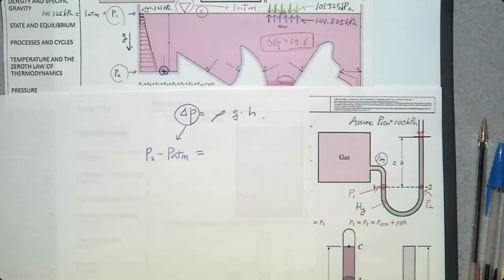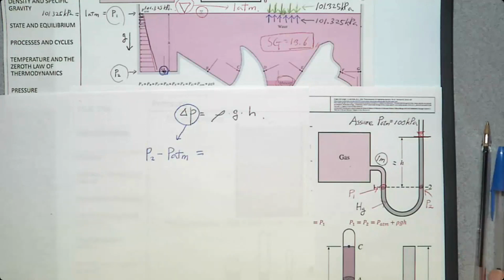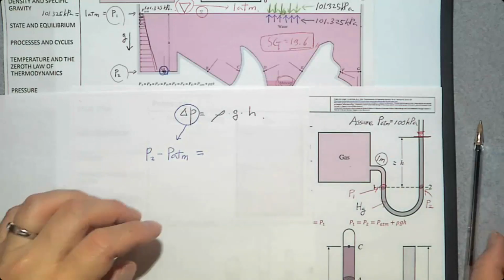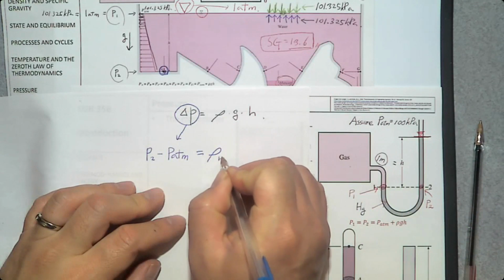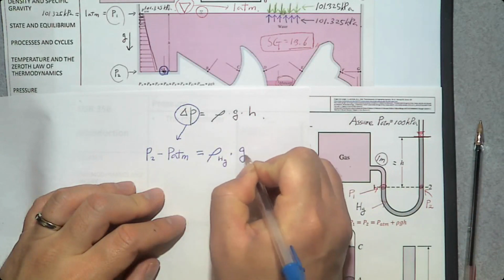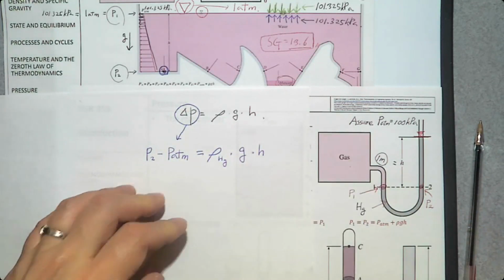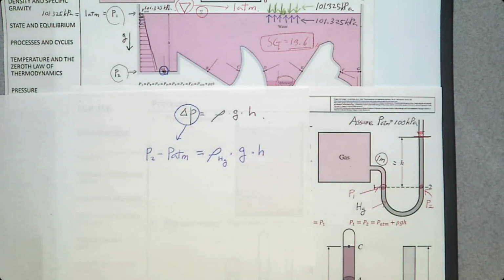Then what kind of density is that? It is the density of the fluid between this point and this point. What kind of fluid is here? Mercury. So we have the density of mercury times gravity times h. So if you know the atmospheric pressure, then you can determine P2.